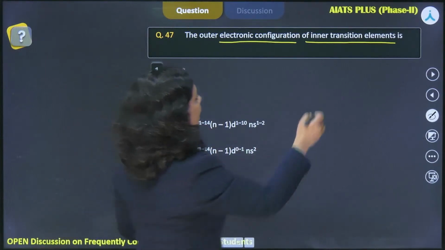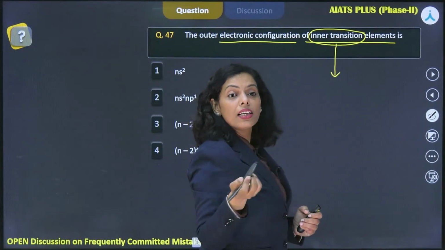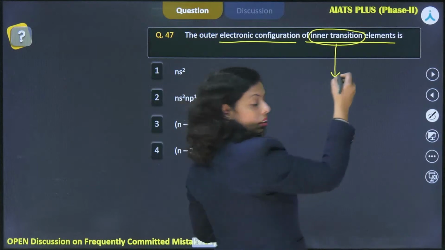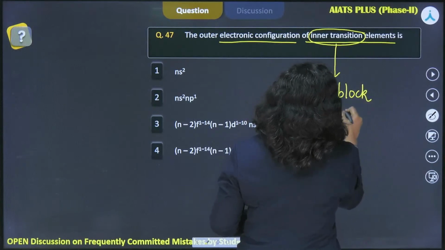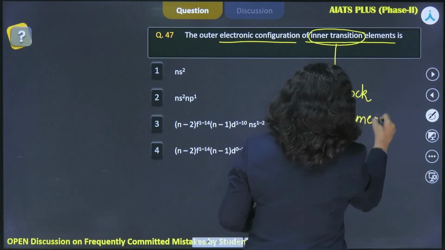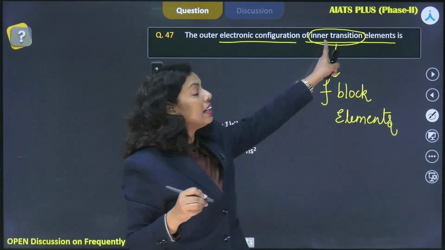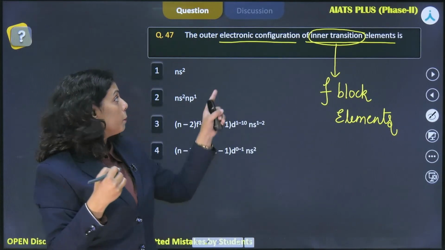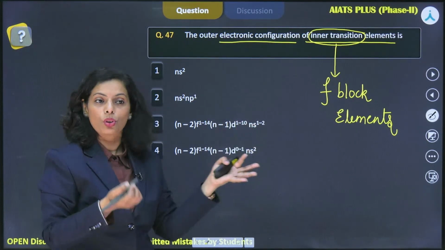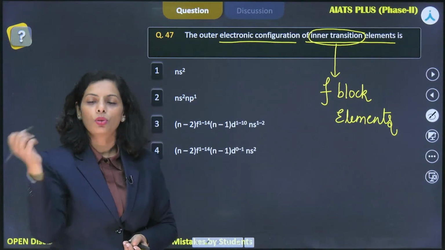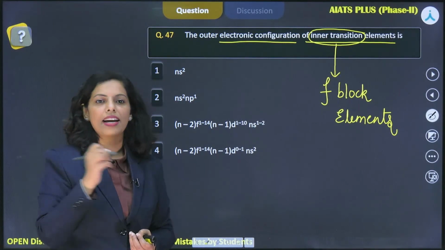So when I'm talking about the inner transition elements, what type of elements are these? Which elements are termed as inner transition elements? F block elements. F block elements are considered as what? Inner transition elements. And what about transition elements? I hope everybody is aware, NEET is very close. So you should know this is the simplest thing that you have already studied. So D block elements are transition elements, right? And if I'm talking about, yes, right, Bikram.